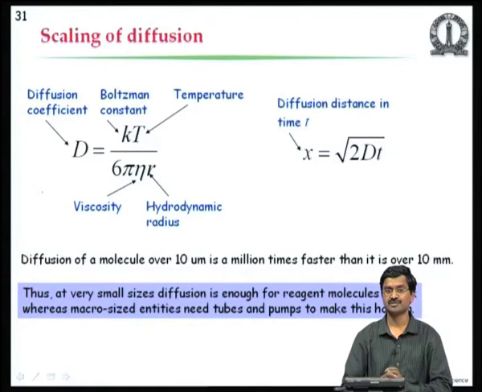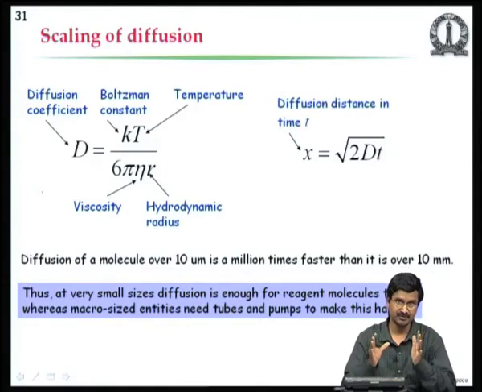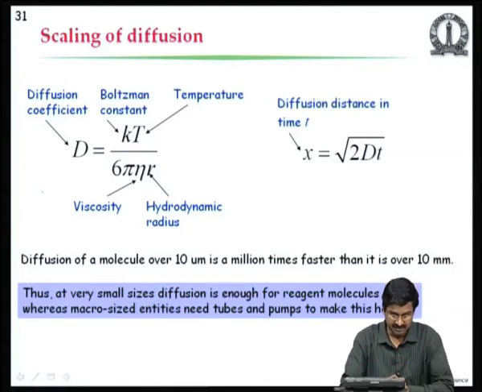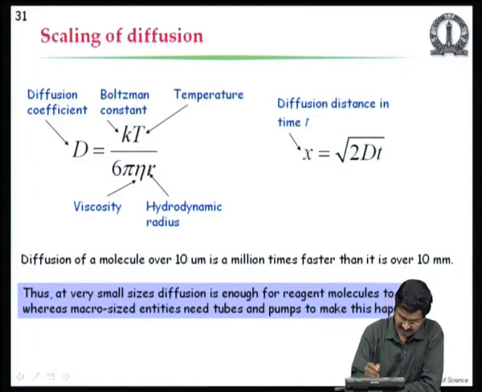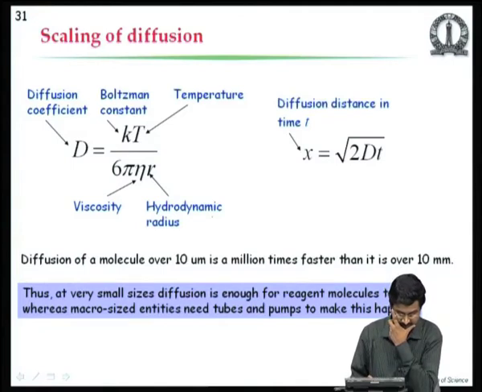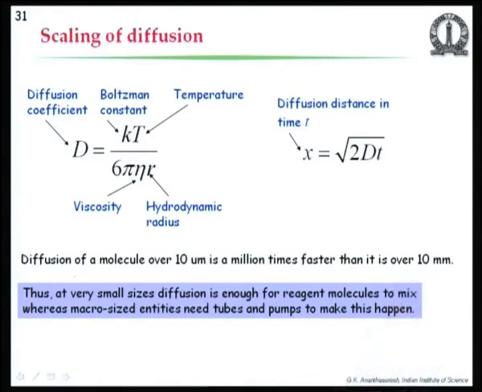And we mentioned diffusion. If things were to mix on their own, it is because of diffusion between two different liquids at the interface, where things go back and forth, and that diffusion coefficient depends on Boltzmann constant k, temperature, viscosity, a material property, and hydrodynamic radius. And if you consider a molecule that diffuses over a 10 micron distance, it goes a million times faster than it goes over 10 millimeter.